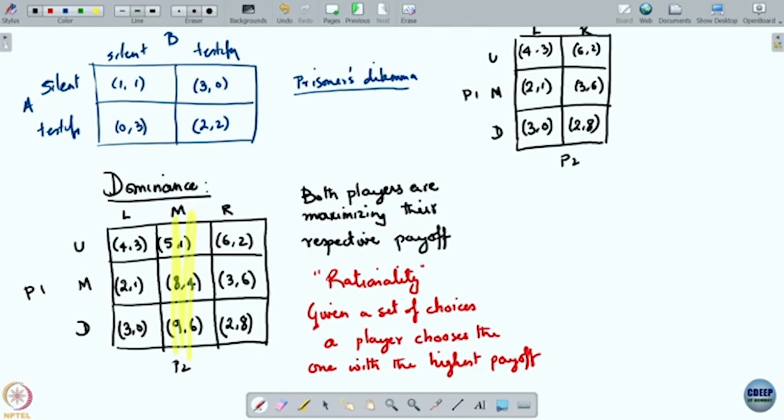Since player 2 is not going to play M, what player 2 can see is that, effectively, for him the problem is now about choosing between L and R. So I have eliminated M for player 2. This is the matrix that player 2 is looking at. Is this the matrix that player 1 is looking at, or is player 1 still looking at the original matrix?